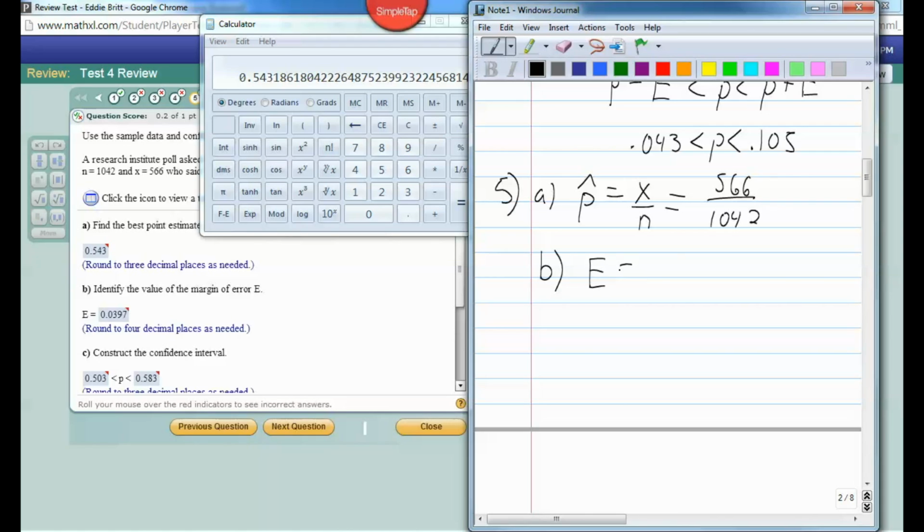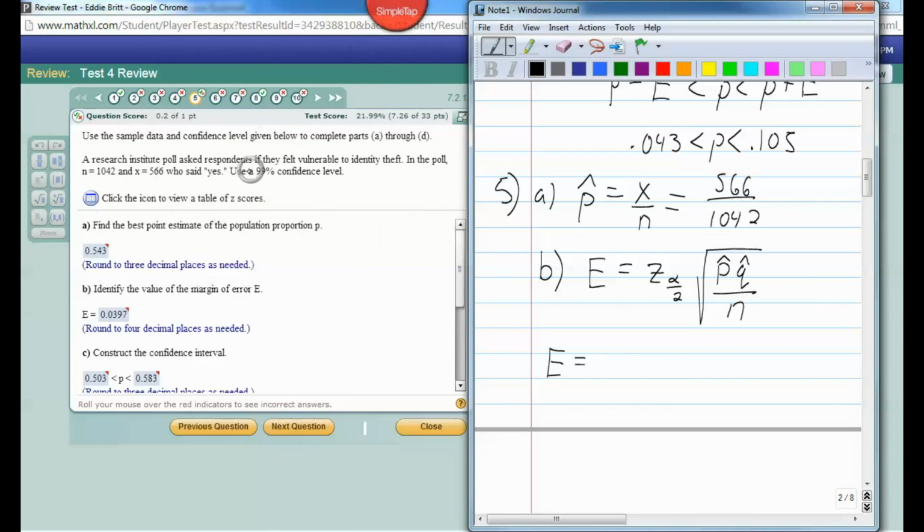Part B, identify the value of the margin of error. So remember the formula for margin of error for a proportion: margin of error is equal to z sub alpha over 2 times the square root of p hat times q hat divided by n. So for our margin of error, we need to know the critical z-score. The confidence was a 99% confidence level. That's a common confidence level. The 3 most commonly used are 90%, 95%, and 99%.